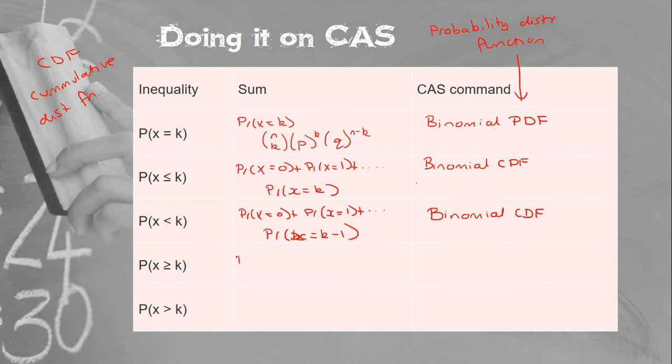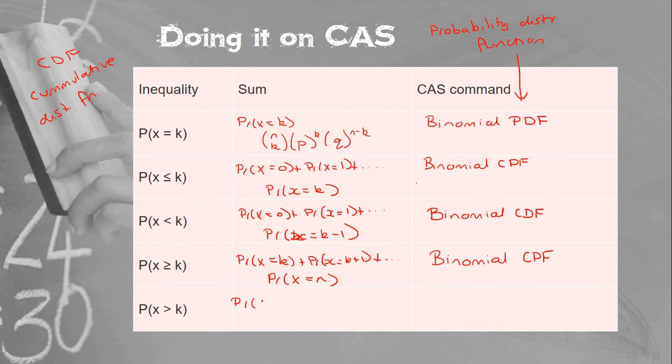If we're greater than or equal to k, that means we start at our value of k. Our next one would be our value of k plus 1. And we keep going until we get up to our biggest possible value, which is however many trials, however many times I'm doing this. Once again, we're adding a whole lot of values together, so we're once again using our cumulative distribution function.